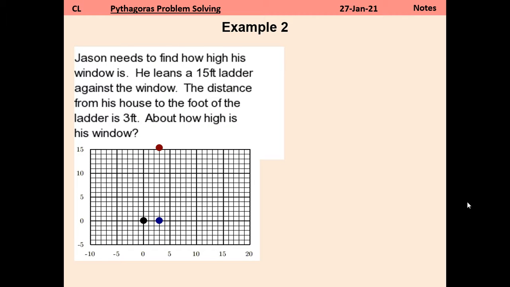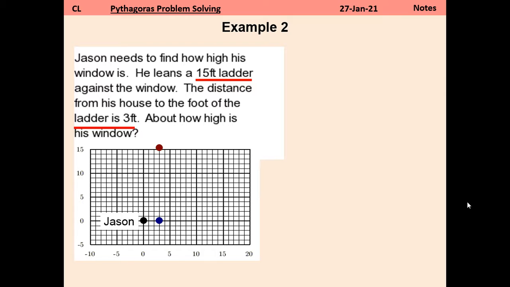Let's look at this example now, example 2. Let's read this out. Jason needs to find how high this window is. He leans a 15 feet ladder against the window. The distance from this house to the foot of the ladder is 3 feet. About how high is his window? So these two bits I've underlined are key information. It tells us the distances of the sides.